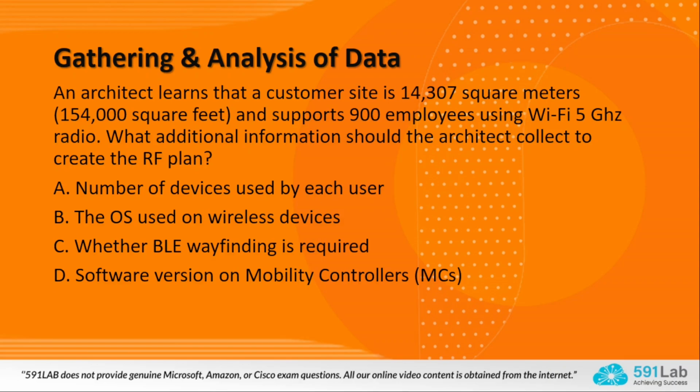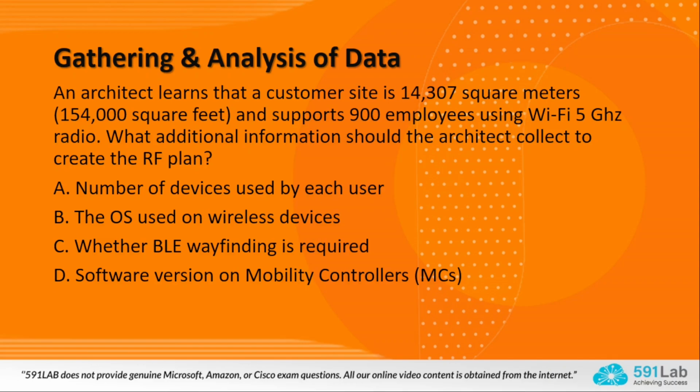Option A, number of devices used by each user. The number of devices used by each user is required to have an idea of Wi-Fi client density. So this looks correct. Let's go through the others. Option B, the OS used on wireless devices. The OS used on wireless devices does not have any impact on the RF plan. So this is not correct.